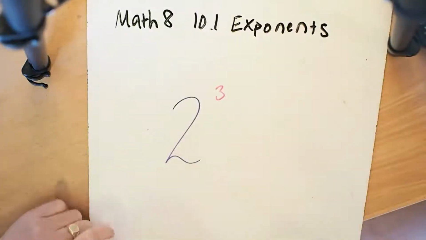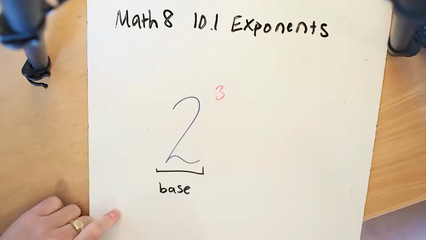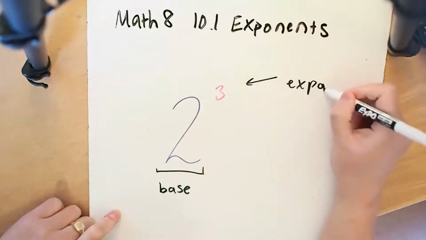We're going to zoom in a little bit. This here is called the base. It's telling you what is being repeatedly multiplied. Up here we have the exponent.